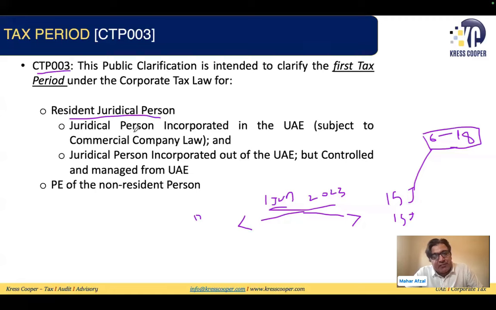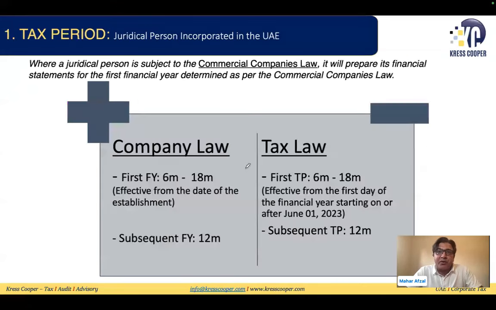First is juridical persons which are subject to commercial company law. Second is juridical persons which are incorporated outside the UAE but are controlled and managed from the UAE. And third is the PE of a non-resident person. When I'm asking about companies which are subject to commercial law in the UAE, I've already told you we need to look at whether the company was set up before or after. The treatment is the same for company law and tax law.